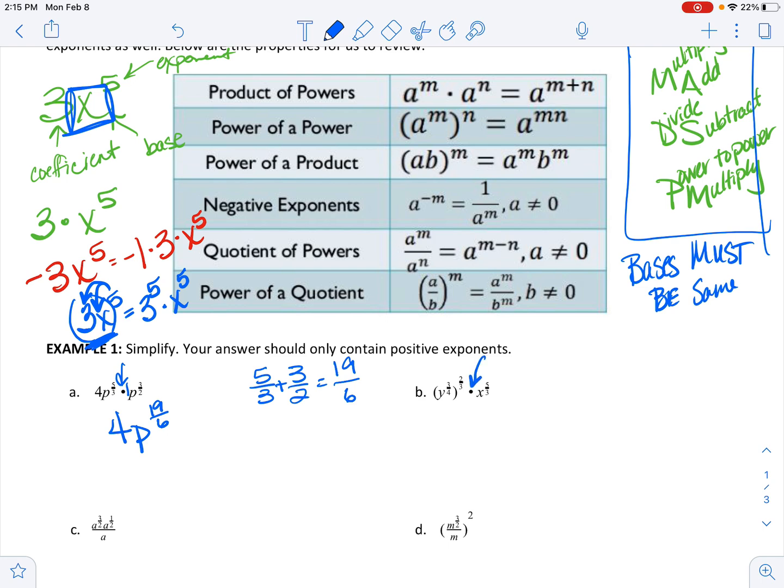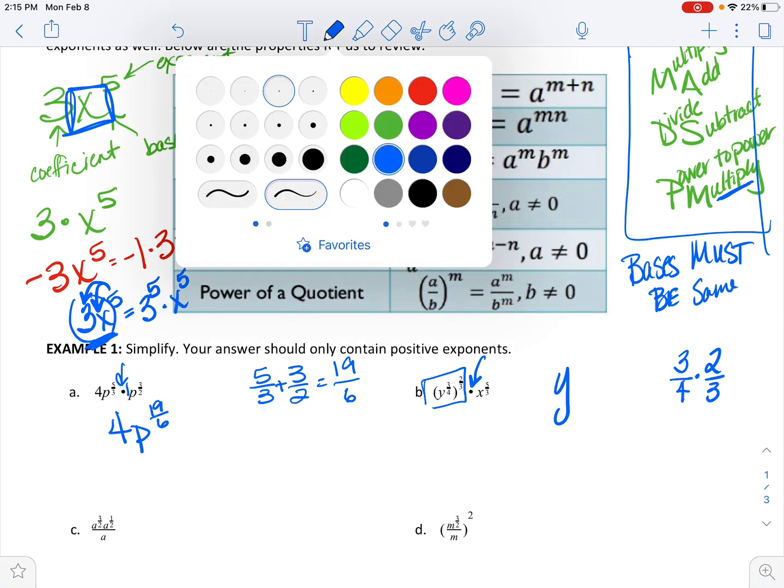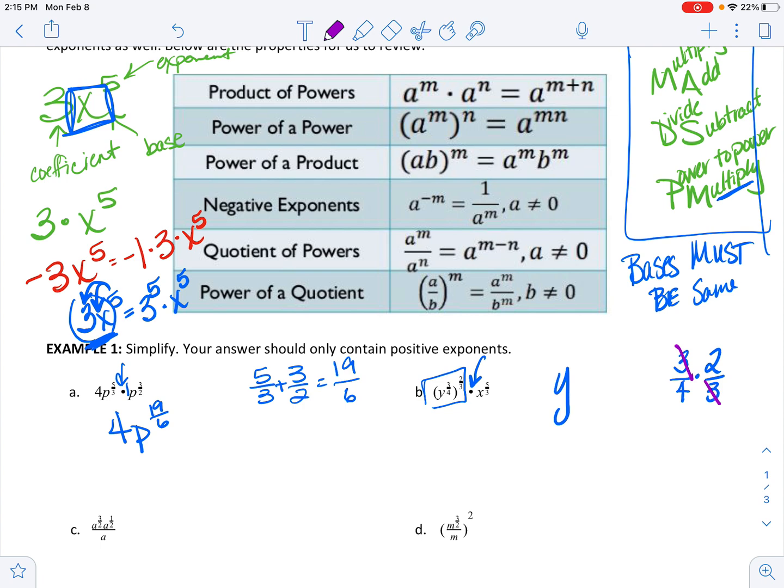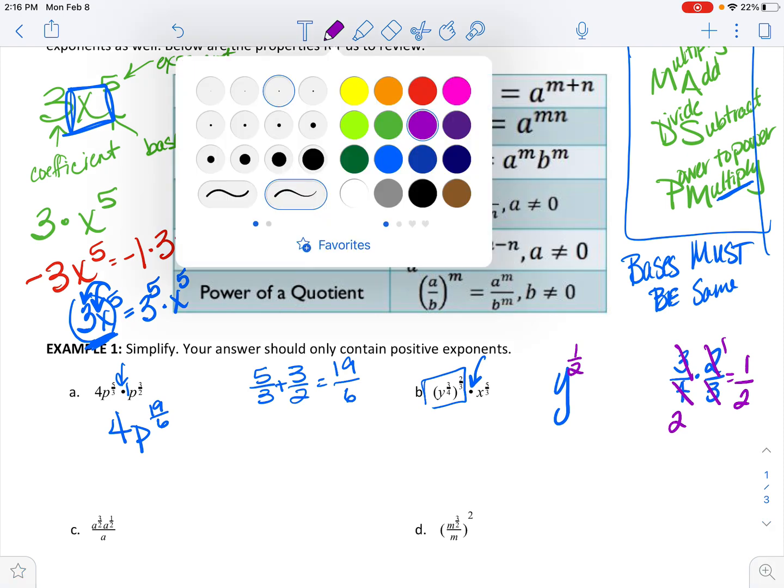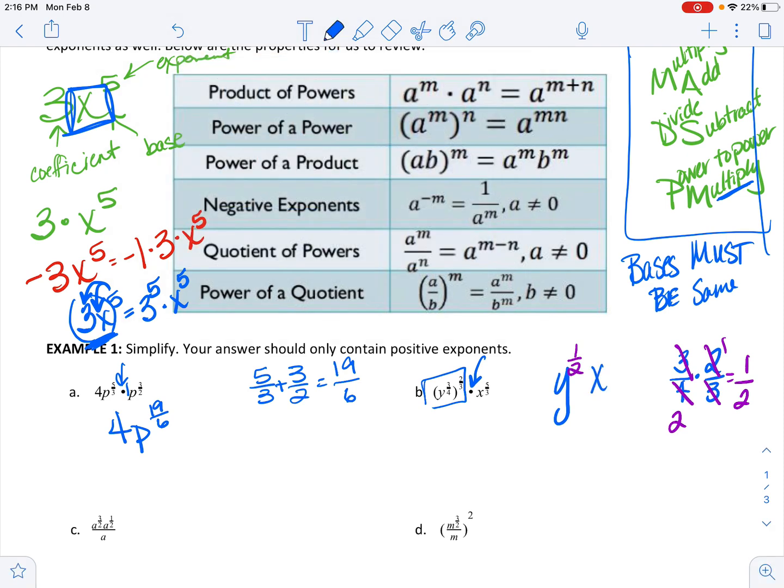Okay, here we're multiplying, but here we're raising a power to a power. And when we raise a power to a power, what do we do to the exponents? We multiply them. So we have y, and then we've got 3/4 times 2/3. And when we multiply, we cross cancel, so the 3 cancels with the 3. 2 goes into 2 one time. 2 goes into 4 two times. This is 1/2. So this becomes y to the 1/2 times x to the 5/3.